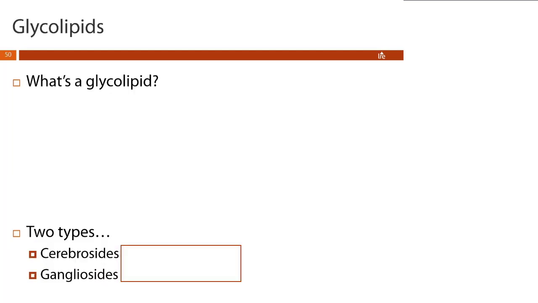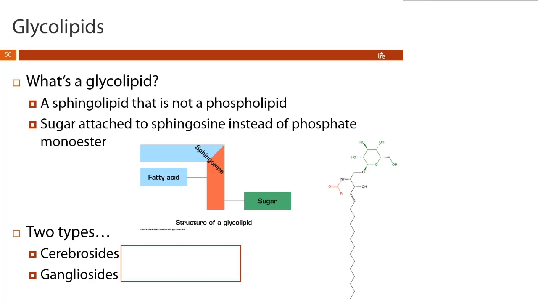So our next group are glycolipids. A glycolipid is a sphingolipid that does not contain a phosphate group.